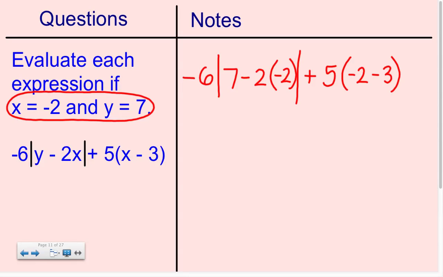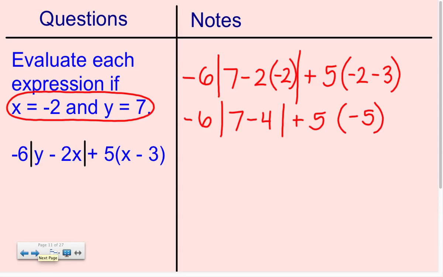So in my parenthesis, I even have PEMDAS. So I have multiplication and subtraction. So negative 2 times negative 2 is 4. Bring down my 7. And then I'm also going to work with this parenthesis, since I can do both of them at the same time. Negative 2 and negative 3 make negative 5. Keep going. 7 minus 4 is 3. Bring down my negative 6. Bring down my plus 5. Bring down my negative 5. All right, the absolute value of 3 is 3.